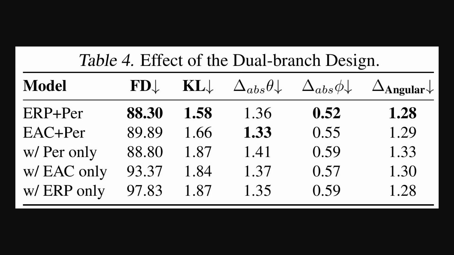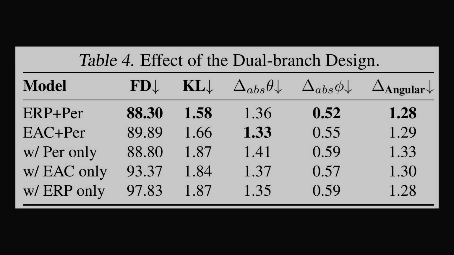So a key part of the OmniAudio design was that dual branch approach, using both the full panoramic video and a more focused perspective view. This table digs into whether that was really necessary. It's what's known as an ablation study, where you test the model with different parts removed. The rows show the model's performance using just the panoramic view, just the perspective view, or both together. And the results in the top row, which is the full model, are consistently the best. This shows that combining both the global context and local detail is what really makes the difference.